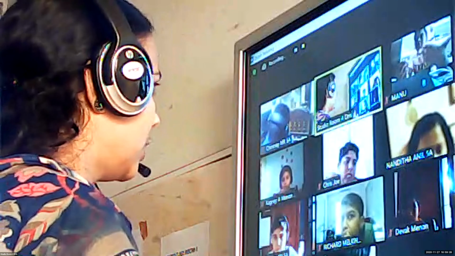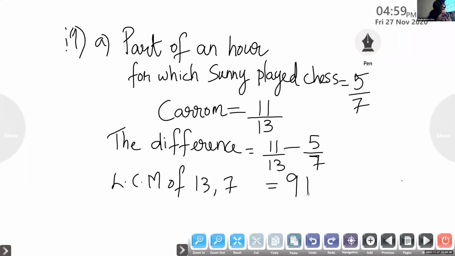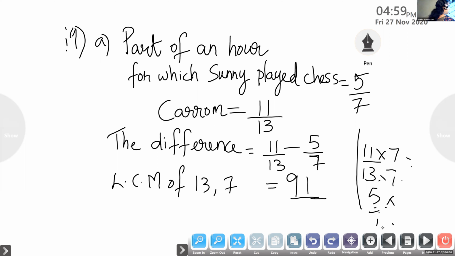Children, please find out the answer. The last sentence I will send. Okay, no problem. 16 by 91 is the answer. Do this as homework. What do you have to do? 91 is the LCM. So 11 by 13 times which number do you have to find out? 7. Find out the fraction. Don't say the answer now. 5 by 7 multiplied by which number? 13. Find out the answer and tell me.